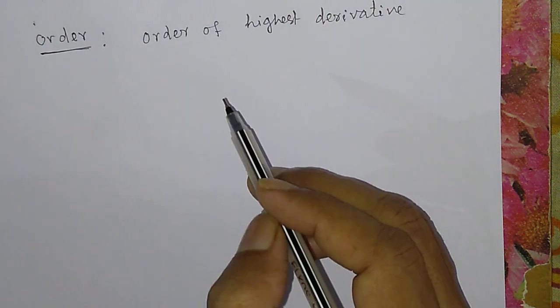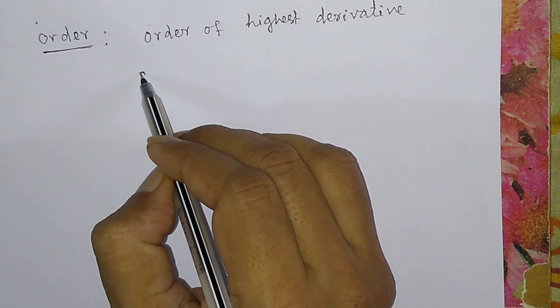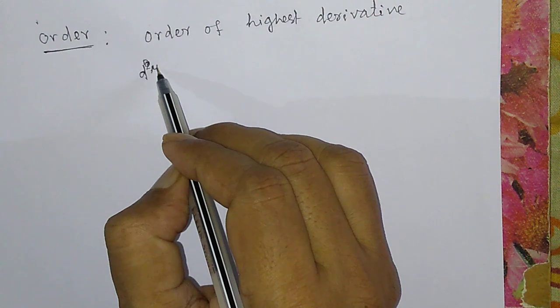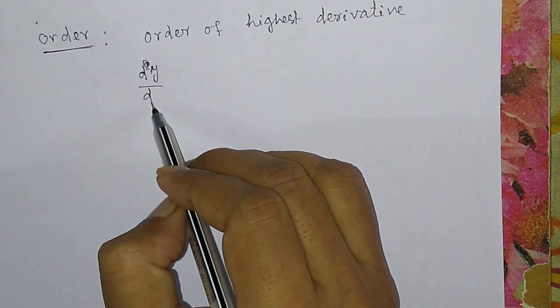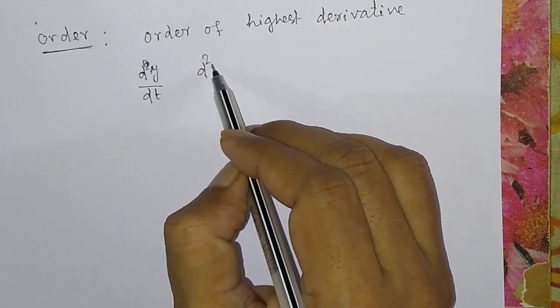Okay. What is the order of the highest derivative? Suppose in a differential equation you have the first derivative, that is dy by dt. Suppose the first derivative. You also have the second derivative.